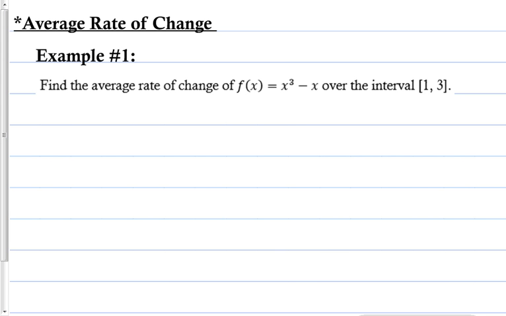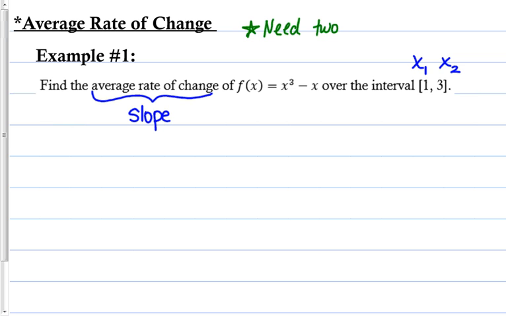Okay, to start off, example 1, we're going to start with something we're already familiar with. Find the average rate of change of f of x equals x cubed minus x over the interval from 1 to 3. The average rate of change is basically slope. We're finding the slope of this function between the interval of 1 to 3. This interval represents my x values. So I'll call this one x1 and I'll call this one x2. To find slope, you always need 2 points. At least that's what you should have learned in algebra.